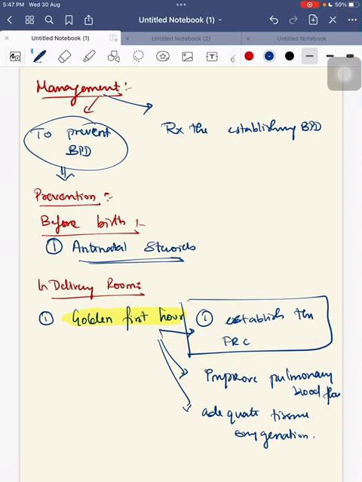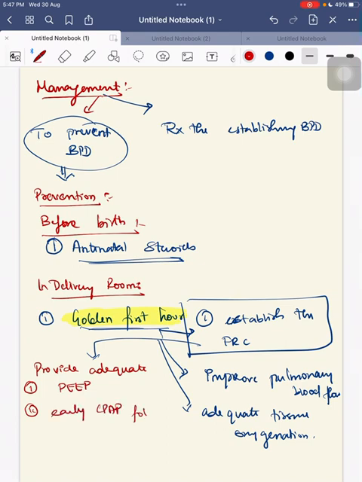So for this, what are you going to do in the golden first hour? To establish this FRC, that is functional residual capacity, you have to provide adequate PEEP to the infants with respiratory distress. For providing adequate PEEP, you can use a T-piece resuscitator, or you can use an early CPAP, that is delivery room CPAP, followed by selective use of the surfactant.